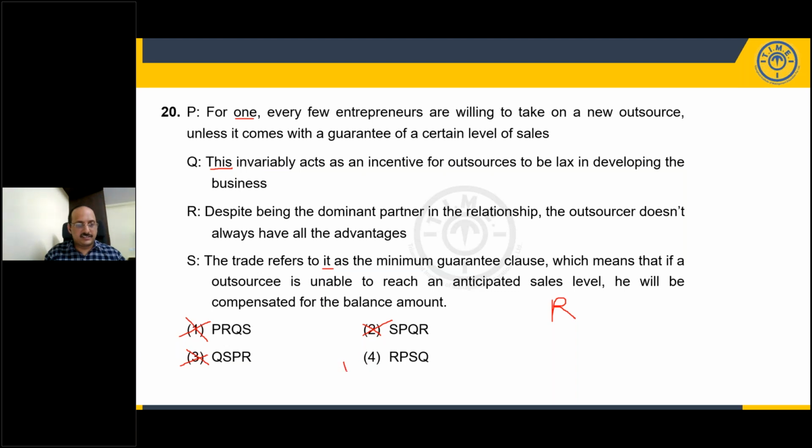So let's just read it once that way. Despite being the dominant partner in the relationship, the outsourcer doesn't always have the advantage. For one, every few entrepreneurs are willing to take on a new outsource unless it comes with a guarantee for a certain level of sales. The trade refers to it as a minimum guarantee clause, and this acts as an incentive for outsourcers to be lax or lazy. So RPSQ.